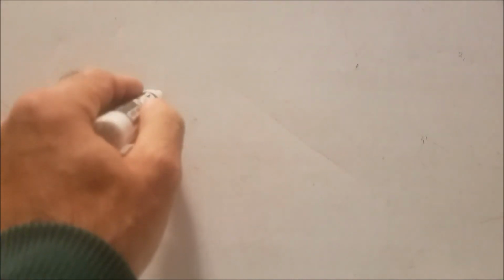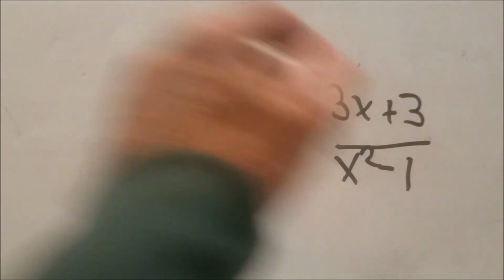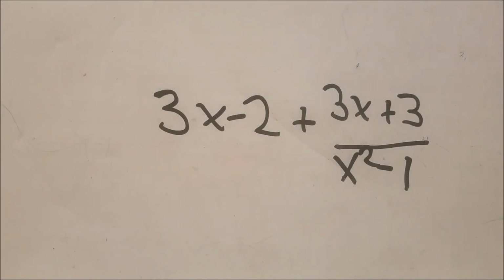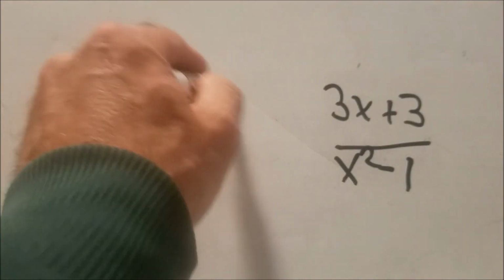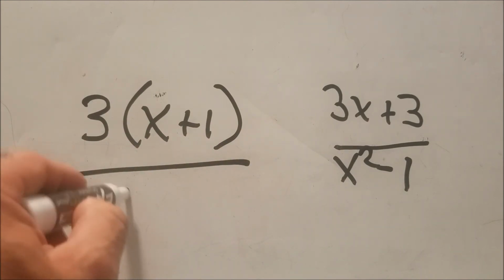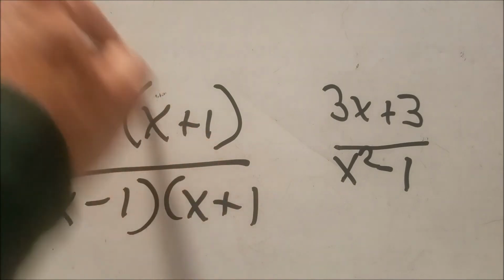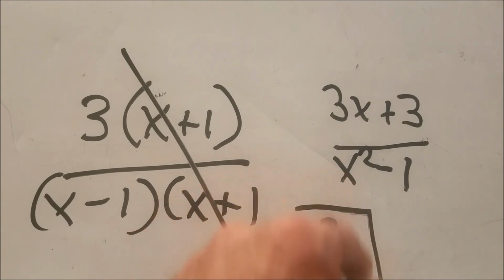Just to go over that last answer, we had 3x minus 2 plus 3x plus 3 over x squared minus 1. This can be factored, and we'll do that in later videos, but this can be factored. So this will keep 3x minus 2, but the 3x plus 3 over x squared minus 1, well, we can factor out a 3 and we'll get an x plus 1, right? And we know x squared minus 1 is the difference of two squares, so we have an x minus 1 and we have an x plus 1, which we can get rid of. So we'll just be left with 3x minus 1.